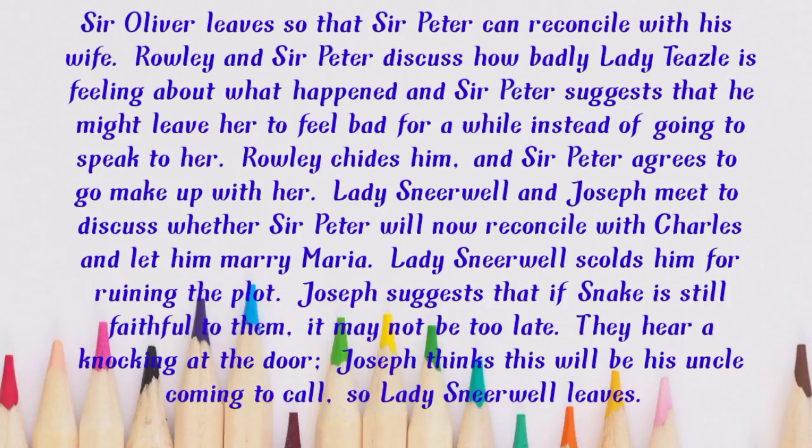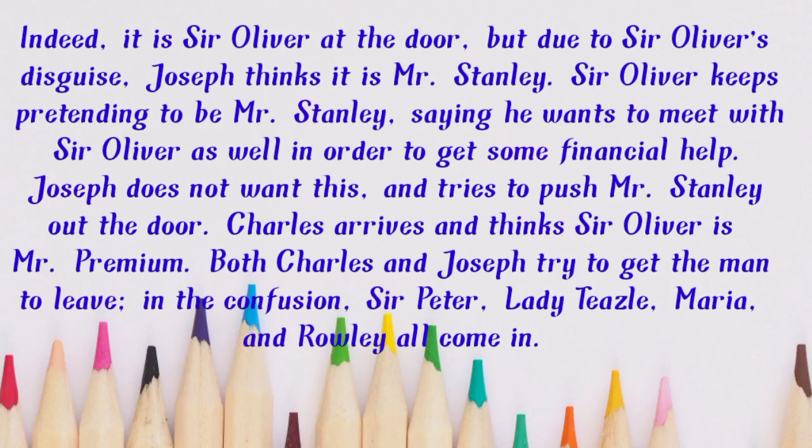Lady Sneerwell and Joseph meet meanwhile to discuss how Sir Peter will not reconcile with Charles and let him marry. Lady Sneerwell scolds him for ruining the plot. Joseph suggests that if Snake is still faithful to them, it may not be too late. They hear a knocking at the door. Joseph thinks that this will be his uncle coming to call, so Lady Sneerwell leaves. Instead, it is Sir Oliver at the door.